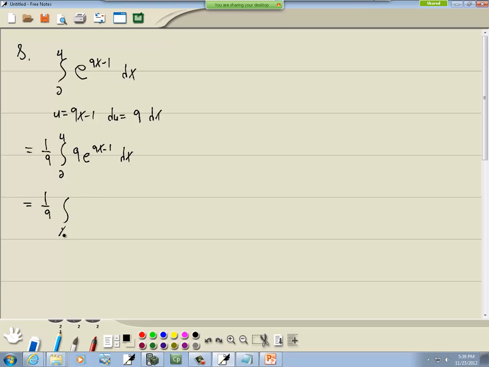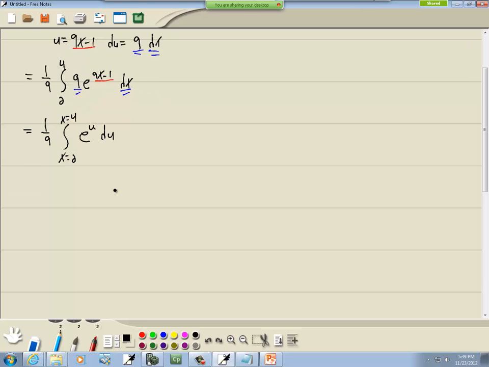And these are from x equals 2 to x equals 4. We're going to replace the 9x minus 1 in our exponent with u. And here's 9 dx. So 9 dx gets replaced with du. So this becomes the integral of e to the u du. Well, the integral of e to the u is e to the u.